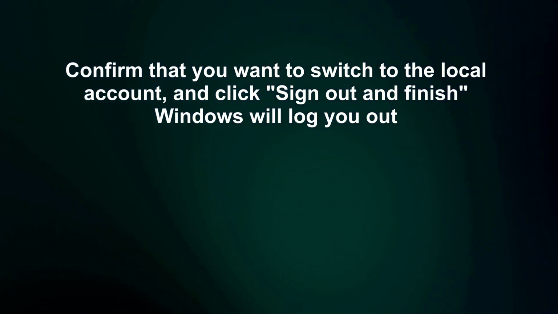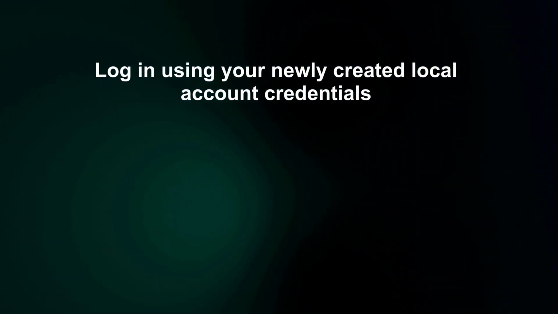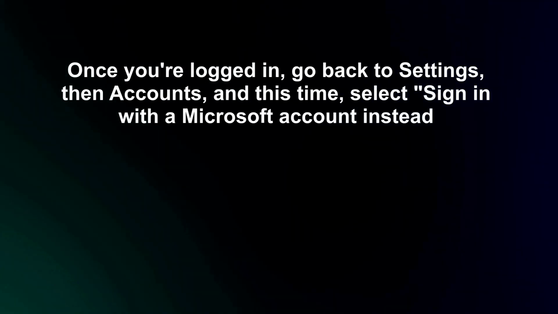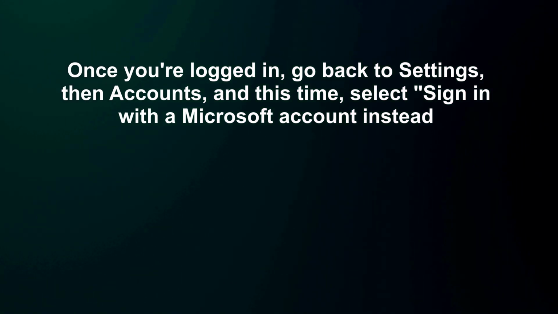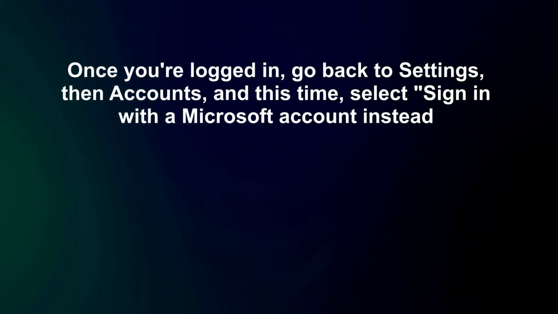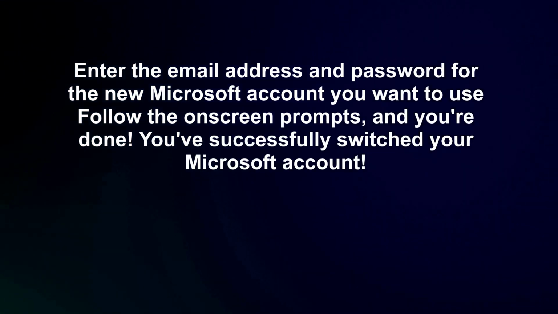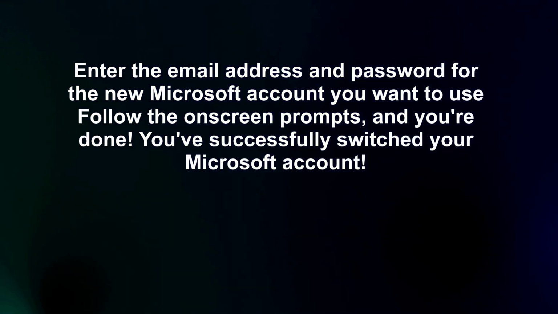Windows will log you out. Log in using your newly created local account credentials. Once you're logged in, go back to Settings, then Accounts, and this time, select Sign in with a Microsoft account instead. Enter the email address and password for the new Microsoft account you want to use.